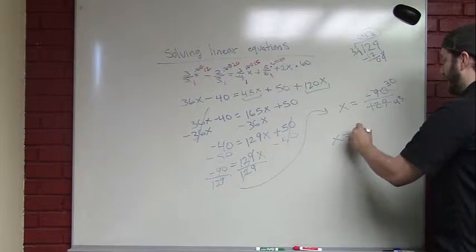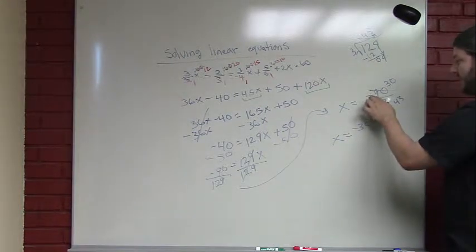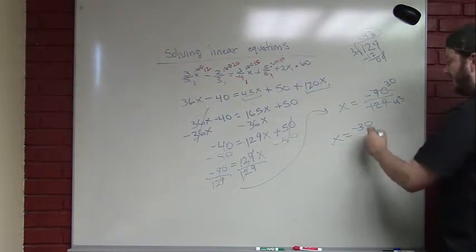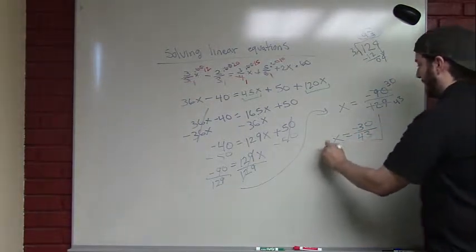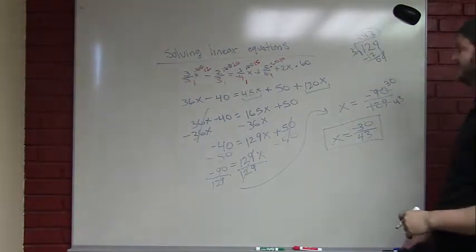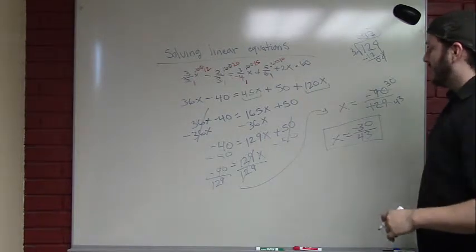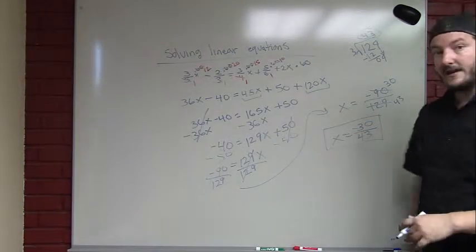So we end up with negative 30. Don't forget we got a negative there. Divided by 43. And that, my friends, is the answer to this crazy guy here, okay?